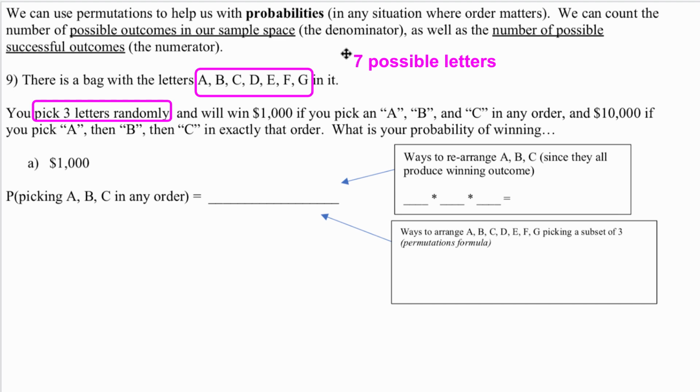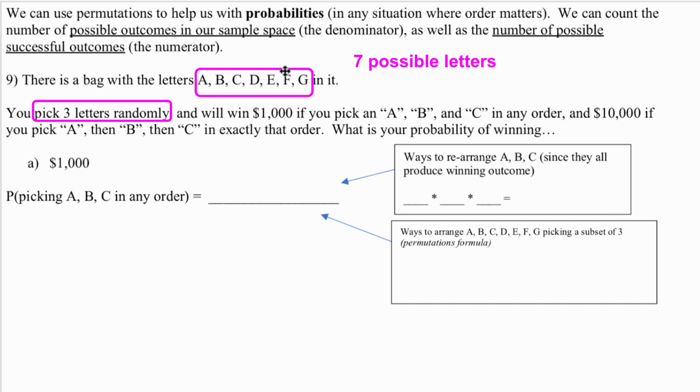So for probabilities, you kind of have to do two problems in one. Probabilities, again, what you're doing is you're picking on the bottom, you're figuring out the total number of possible outcomes. And then in the top, in the numerator, you're counting the total number of ways to get success, what you are looking for. So let's say I've got a bag with letters A, B, C, D, E, F, G.